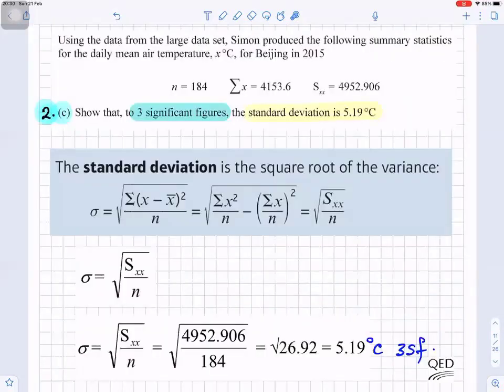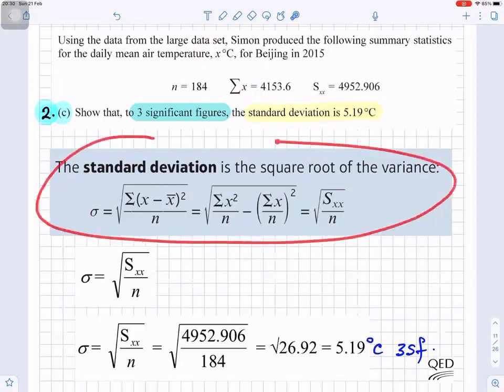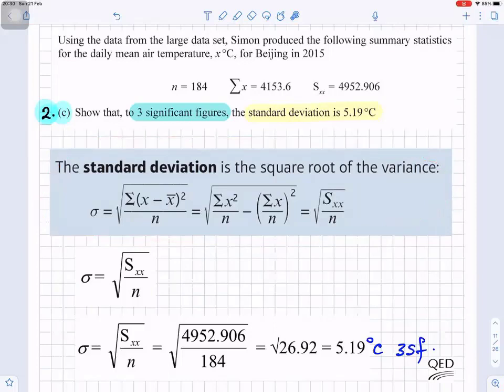Using the data from the large data set, Simon produced the following summary statistics for the daily mean air temperatures, x degrees, for Beijing in 2015: n, sum of x and Sxx. Show to three significant figures the standard deviation. This is the formula for the standard deviation, and we have to choose the correct one to use. We look at the information. We are given Sxx and we are given n. So we use those two. So we're going to use this last one.